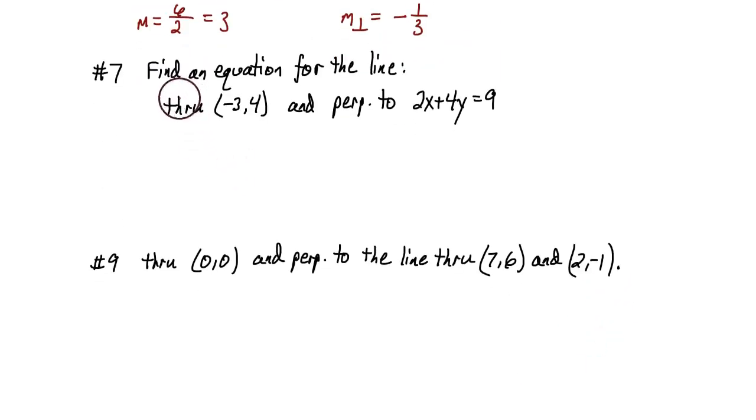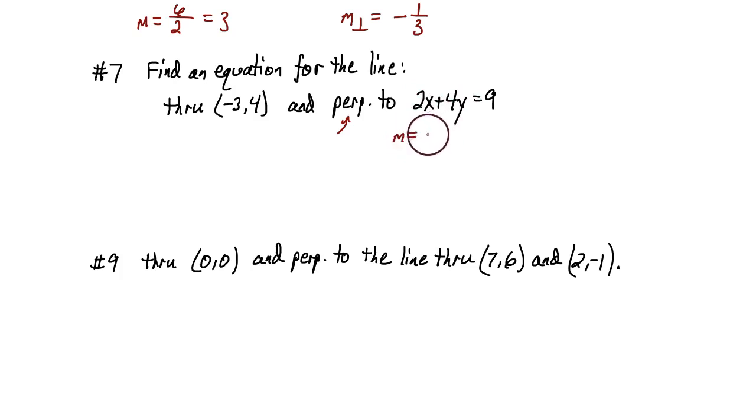Number 7, find an equation for the line that fits this description. Our line is going to go through the point negative 3, 4, and it's going to be perpendicular to the line given by this equation. So as soon as we see perpendicular, let's think about this idea of slopes being negative reciprocals. If we find the slope of this one, then we can do the negative reciprocal to get the slope of our line. Okay, this equation is in standard form.